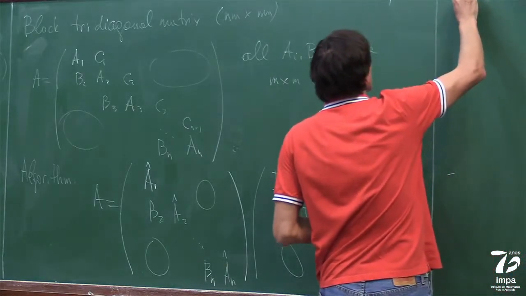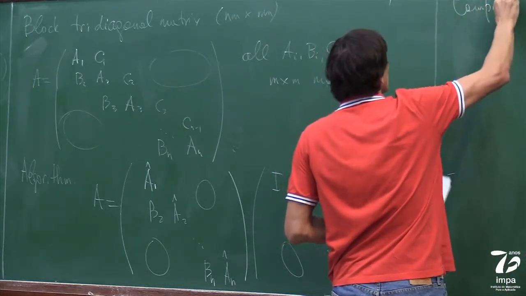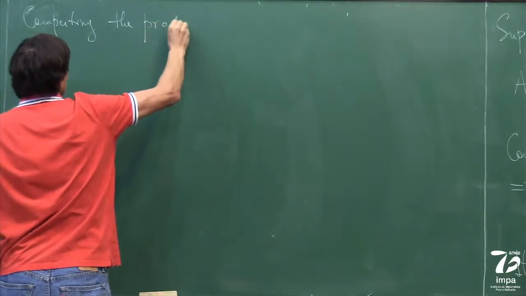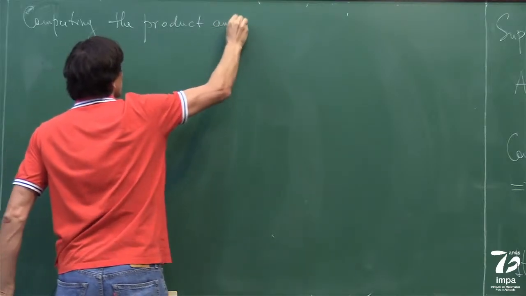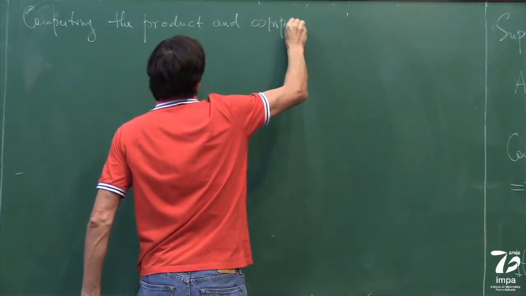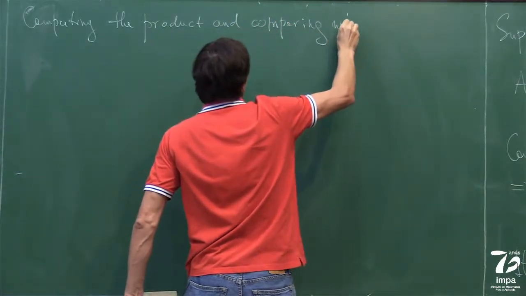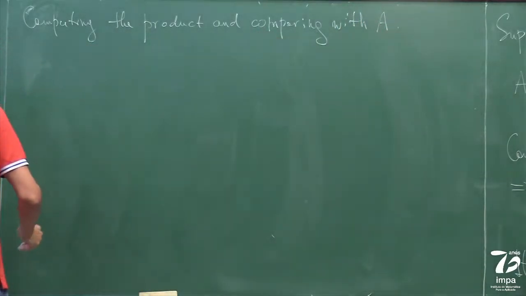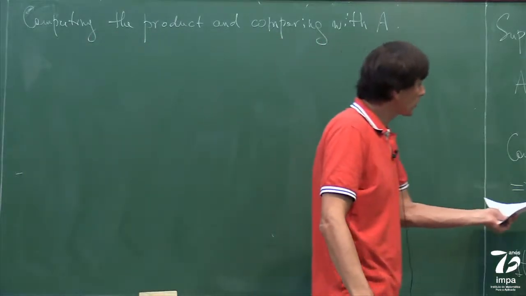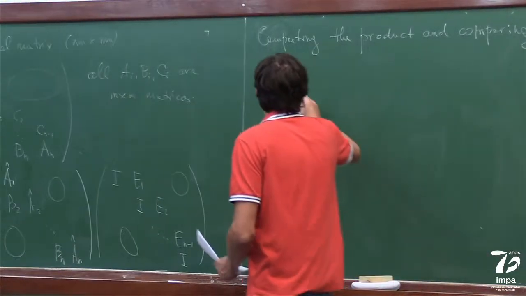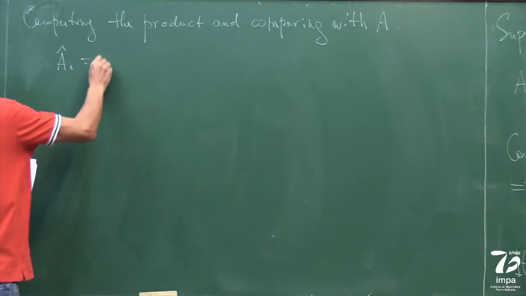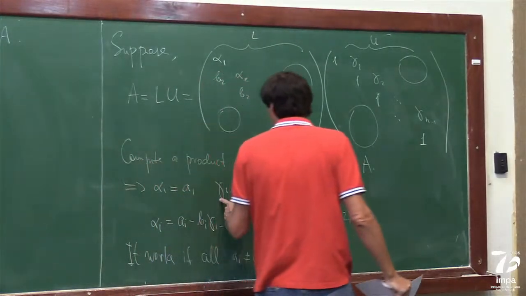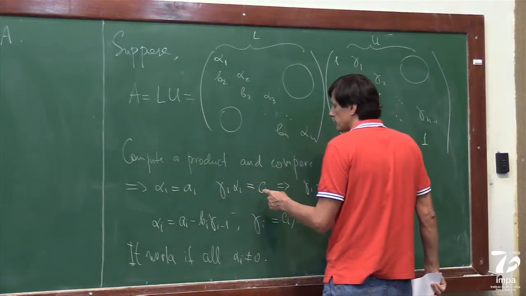So computing the product and comparing with A, what you have is alpha 1 equal A1. In the same way, A1 hat equals A1. And now E1 times A1 hat equals C1.